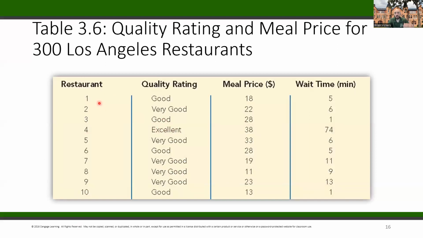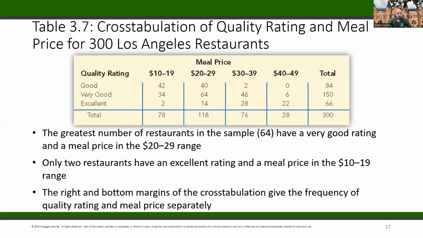Now, these are just the first 10 listed. This table, we have to imagine is going on, and this is actually from a 300 sample of LA restaurants. So if we wanted to tabulate all that, one nice way of doing this as a cross tabulation would be to say, okay, here are all of the quality ratings that were rated good, and then within good, how many of those were $10 to $19, $20 to $29, $30 to $39, $40 to $49. So we have categorized them by their costs and then by their quality rating.